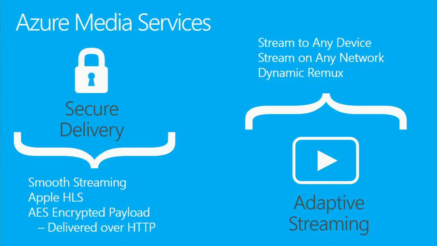And then we're using adaptive streaming. So this gives us the ability to stream to any device on any network, the right format for the right device. And they're doing this through this dynamic remux. So we said we're outputting it to H.264 format, but then we're going to remux that on the fly to HLS or to smooth streaming or to MPEG-DASH, depending on what browser you're using, what that browser supports, or what device you're using and what formats it supports.